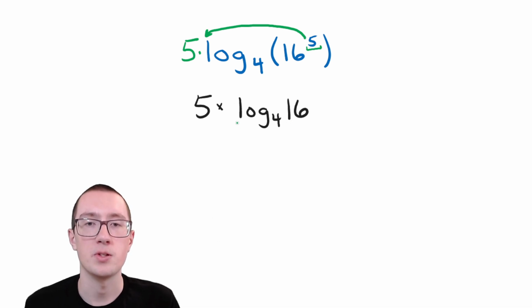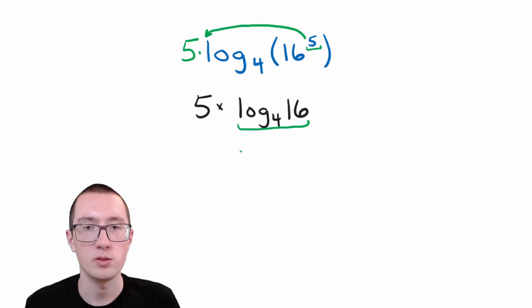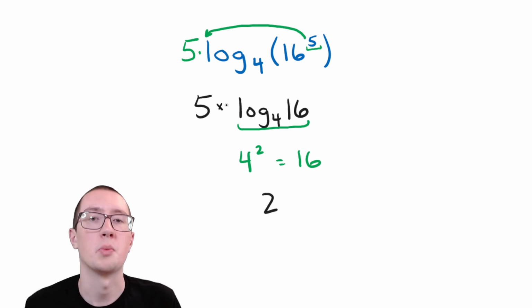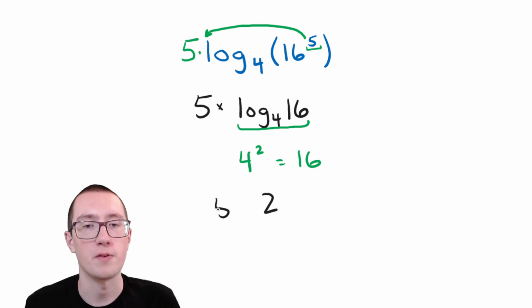So what is the answer to this log here? Well, it's what exponent you have to put on the small number to get the big number. To turn 4 into 16, you have to put an exponent of 2, because 4 times 4 is 16. So that means that this log is equal to 2. But remember that we're also multiplying it by 5, and 5 times 2 is 10. Which means that this complicated log up here is equal to 10.